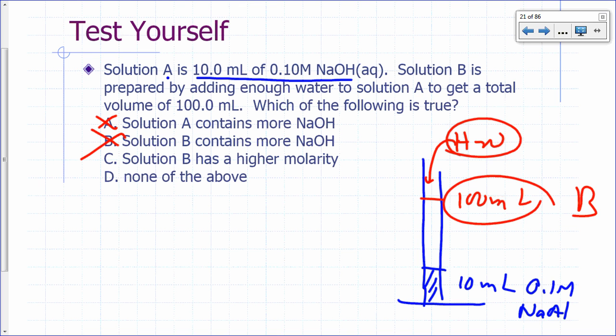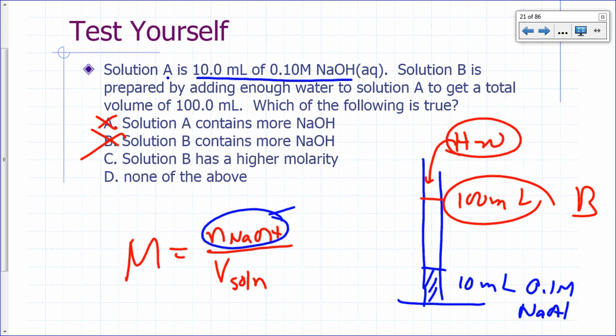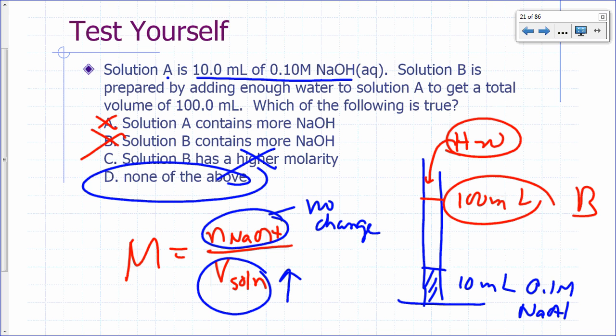What happens to the molarity? Well, your volume has changed. Molarity is moles of sodium hydroxide over the total volume of solution, right? Well, your number of moles of sodium hydroxide doesn't change. No change here. But your volume of solution increases. If you have a bigger denominator, the molarity goes down. So your molarity would be lower, not higher. So the correct answer for this one would be none of the above.